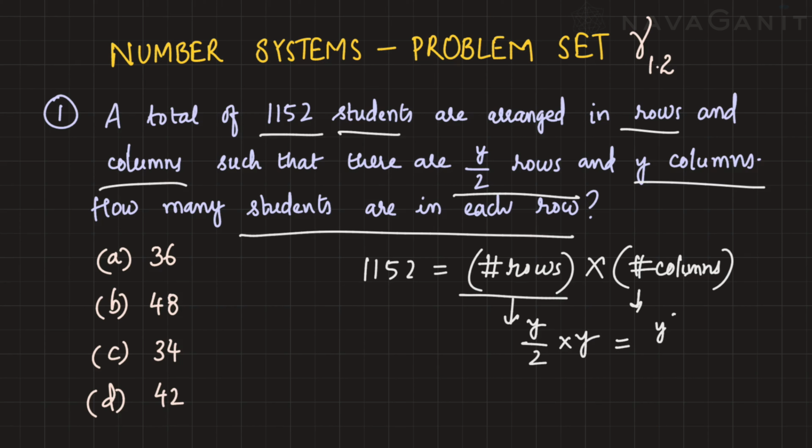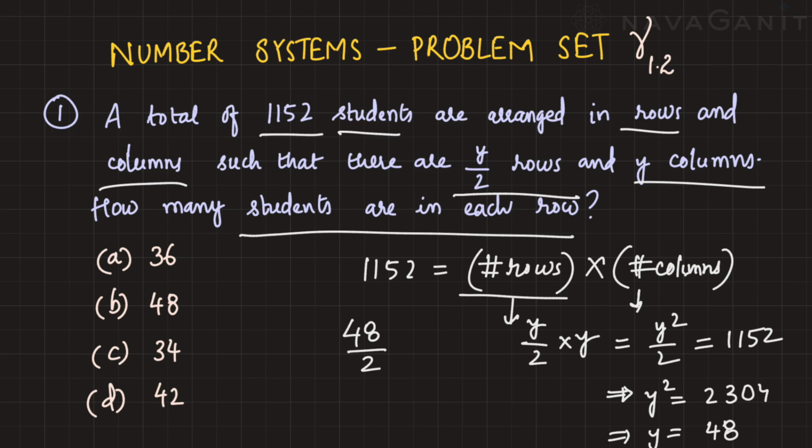That is y squared by 2 equals 1152. That implies y squared equals 2304. That implies y equals 48. Now the number of rows would be y by 2, that is 48 by 2, that is 24.